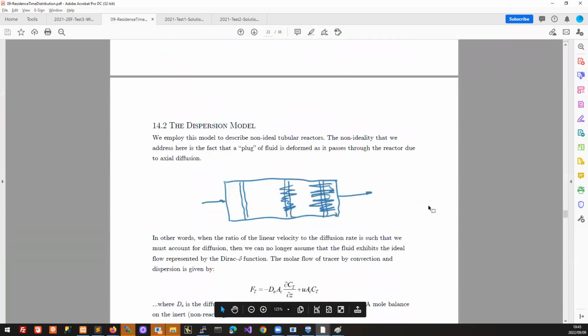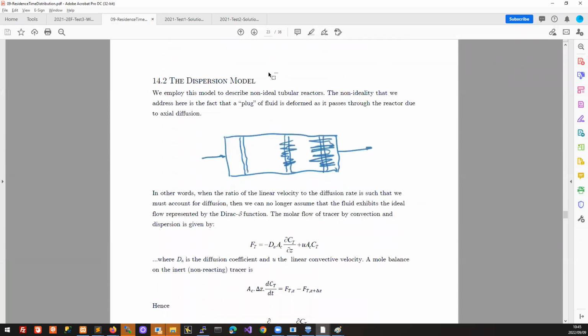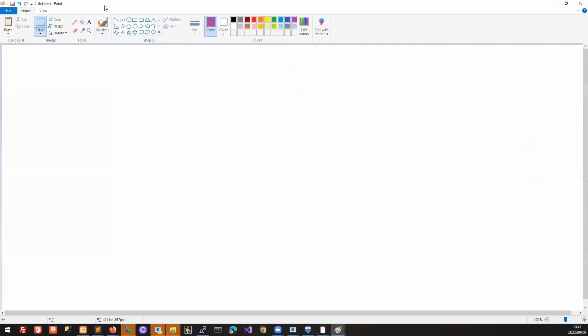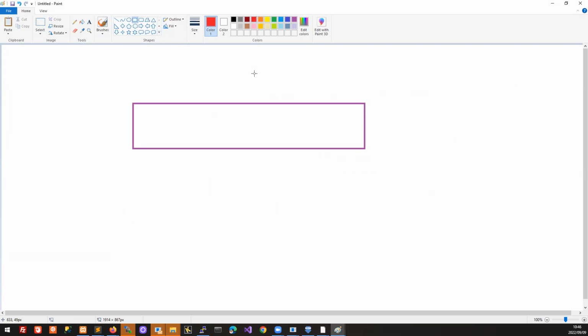Then there's another possibility. So we have available the dispersion model. So in the dispersion model, we say, well, let's start from the other perspective. Let's start from a perfect plug flow. So we can say, in our perfect plug, we were only worried about convection, but we know in the real world that in addition to convection as a pure plug, what will actually happen is there'll be diffusion left and right of our plug. So we'll be losing species from that plug.